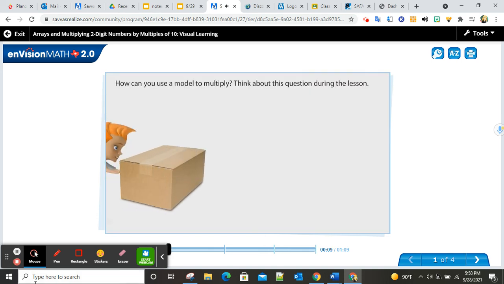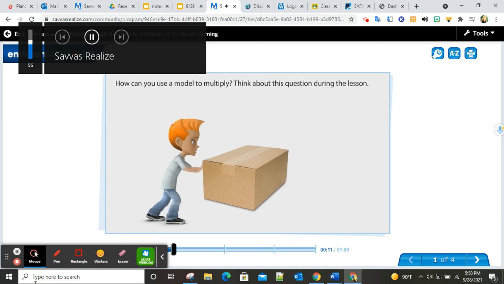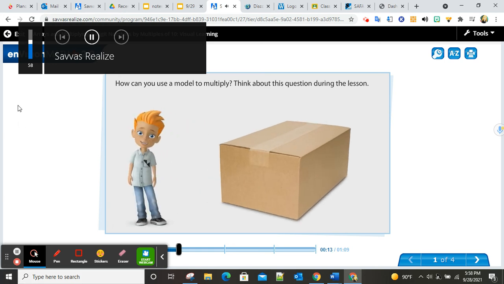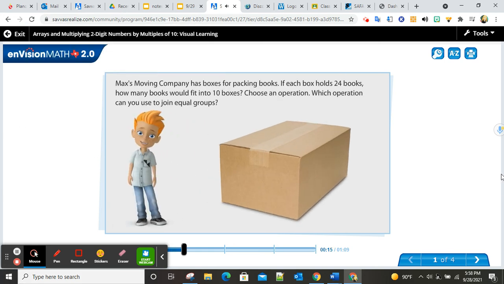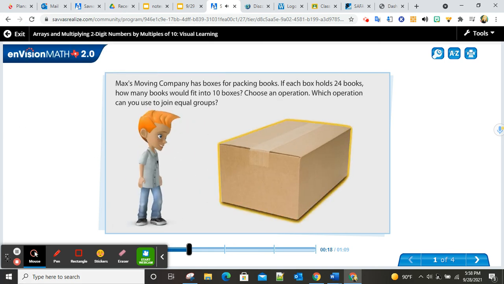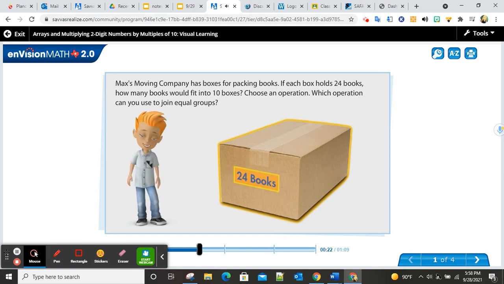How can you use a model to multiply? Think about this question during the lesson. Max's moving company has boxes for packing books. If each box holds 24 books, how many books would fit into 10 boxes? Choose an operation. Which operation can you use to join equal groups?